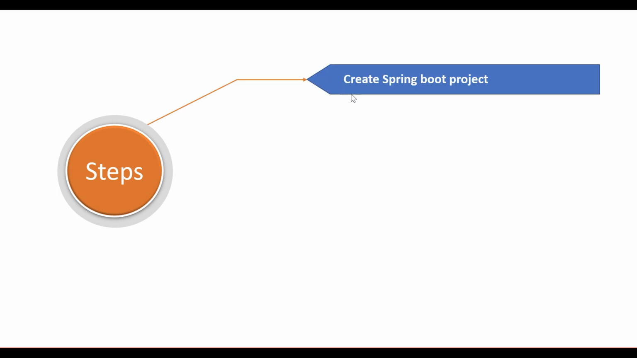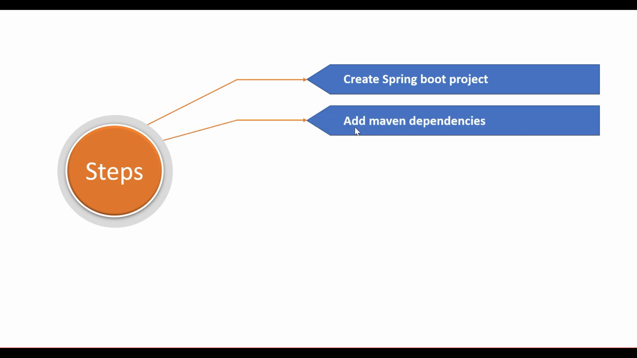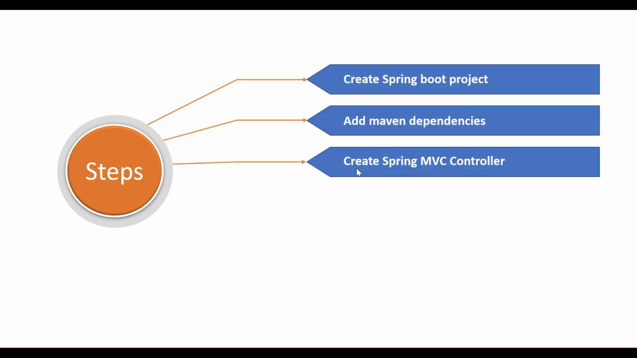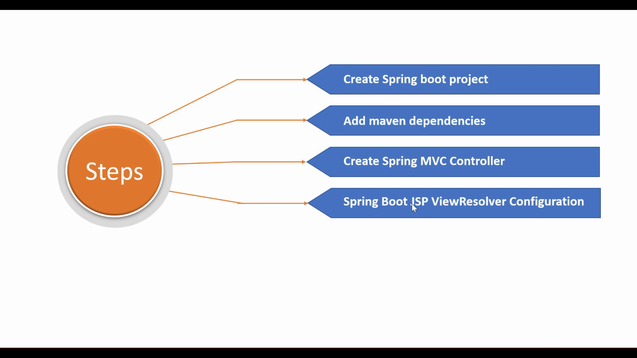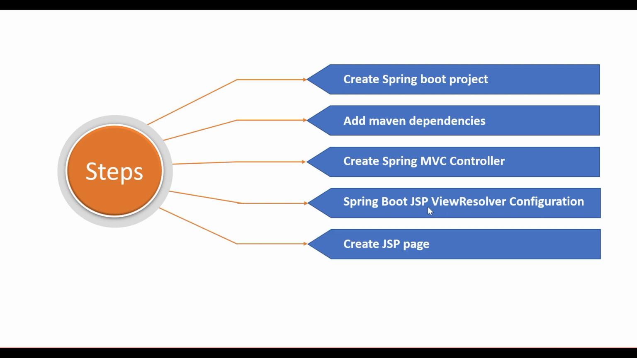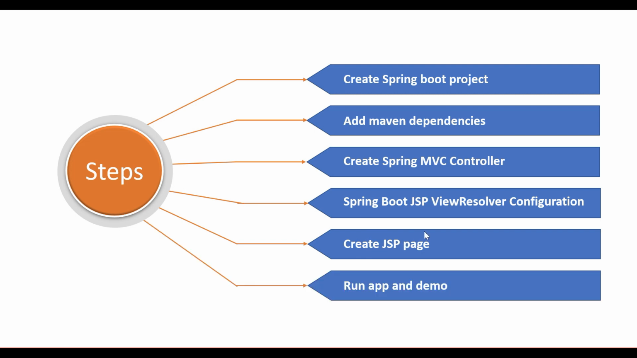Alright, as usual we are going to develop this tutorial step by step, and here are the steps. So first we quickly create and bootstrap a Spring Boot project using the Eclipse STS IDE, and then we add all the required dependencies, and then we create a simple Spring MVC controller which will handle HTTP requests, and then we create the JSP view resolver configuration in the application.properties file, and then we create a simple JSP page, and finally we run our Spring Boot project, and finally we'll see the demo.